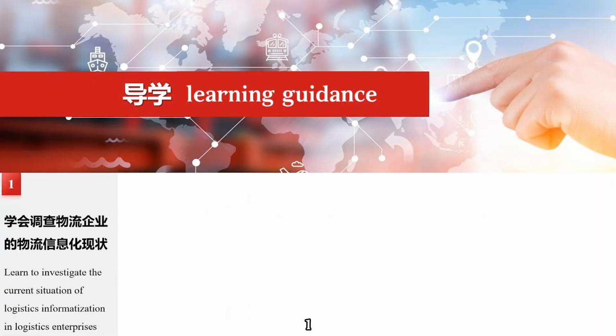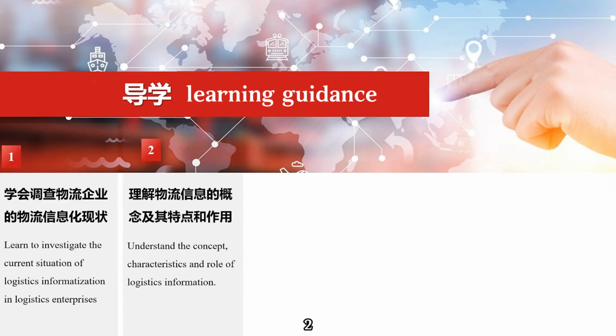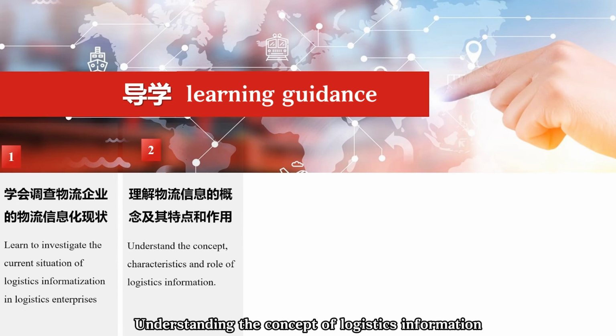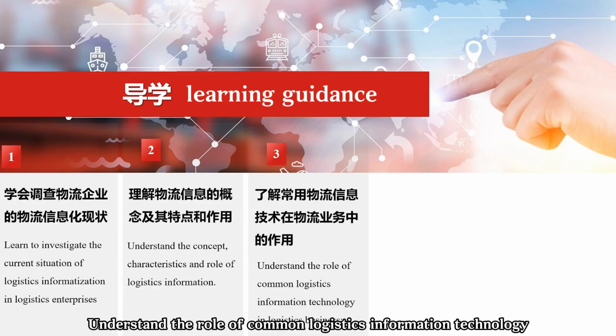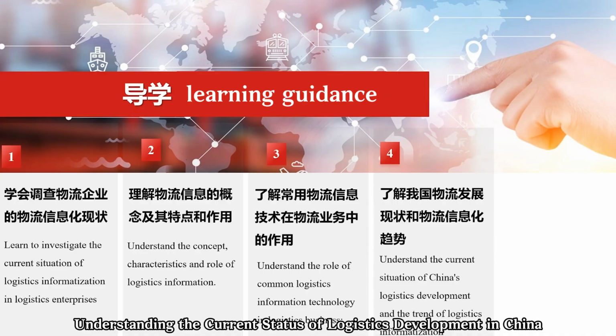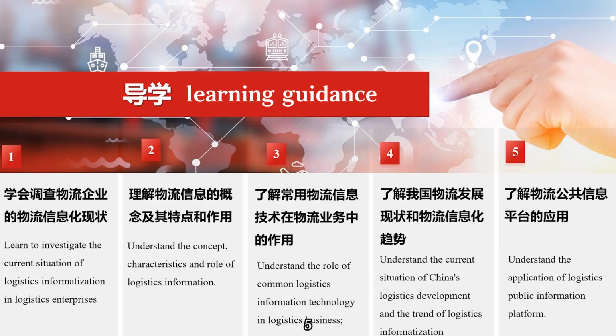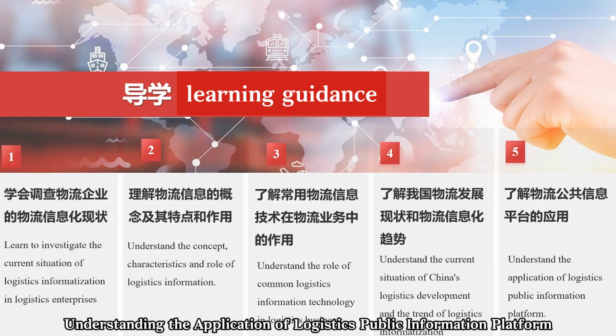Learning Guidance. 1. Learn to investigate the status of logistics informatization in logistics enterprises. 2. Understand the concept of logistics information and its characteristics and functions. 3. Understand the role of common logistics information technology in logistics business. 4. Understand the current status of logistics development in China and the trend of logistics informatization. 5. Understand the application of logistics public information platform.